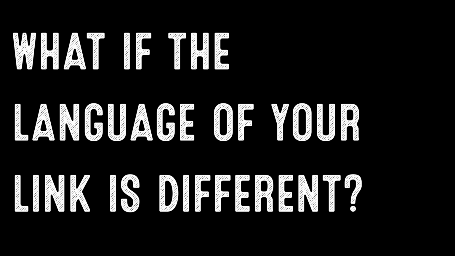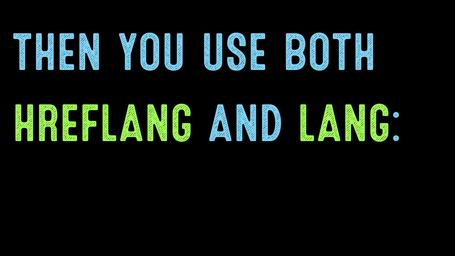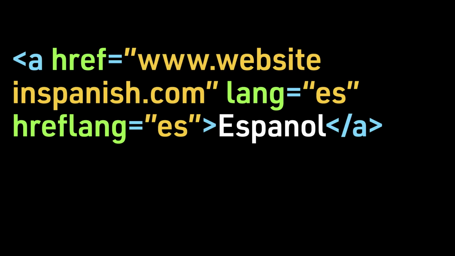What if the language of your link is different? If the language of your link is in another language, then you need to use both the hreflang and lang attributes. A opening tag, href, "www.websiteinspanish.com" in quotation marks, lang equals "es" in quotation marks, hreflang equals "es" in quotation marks, Español, end link.